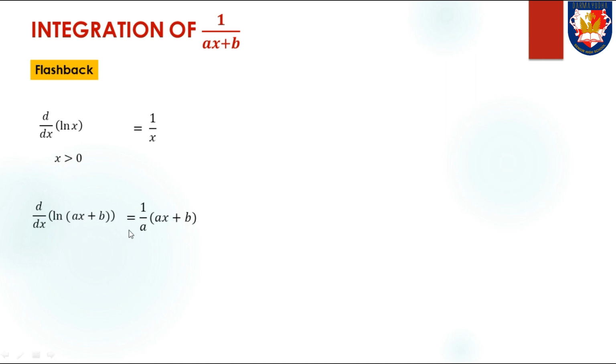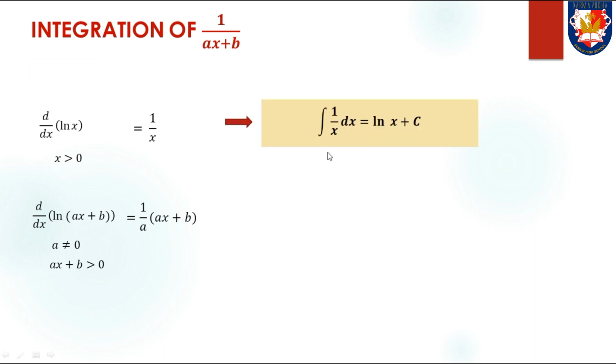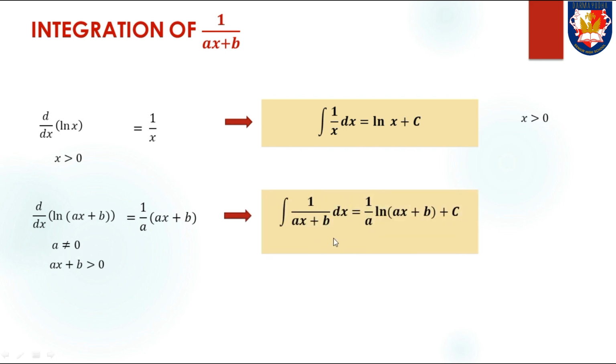Integration of 1 over ax plus b. The first derivative of ln x equals 1 over x, where x is larger than 0. The first derivative of ln of ax plus b equals 1 over a times ax plus b, where a is not 0 and ax plus b is larger than 0. Now, using the integral definition, the integral of 1 over x dx equals ln x plus c, where x is larger than 0. And the integral of 1 over ax plus b dx equals 1 over a ln of ax plus b plus c, where ax plus b is larger than 0 and a is not 0.